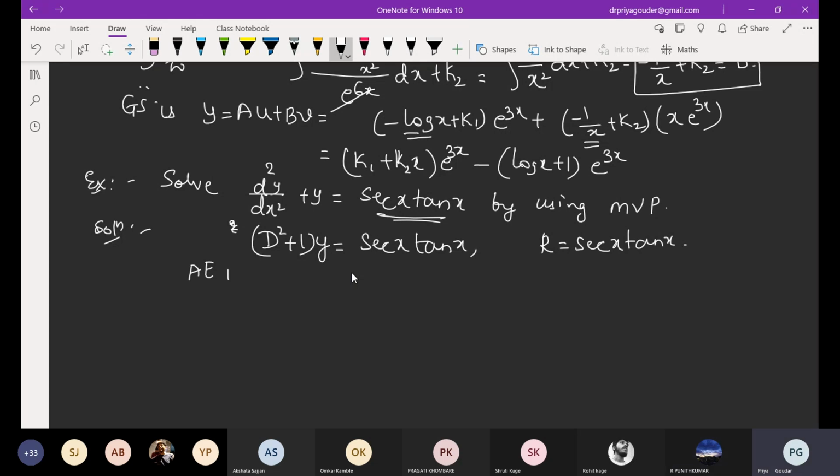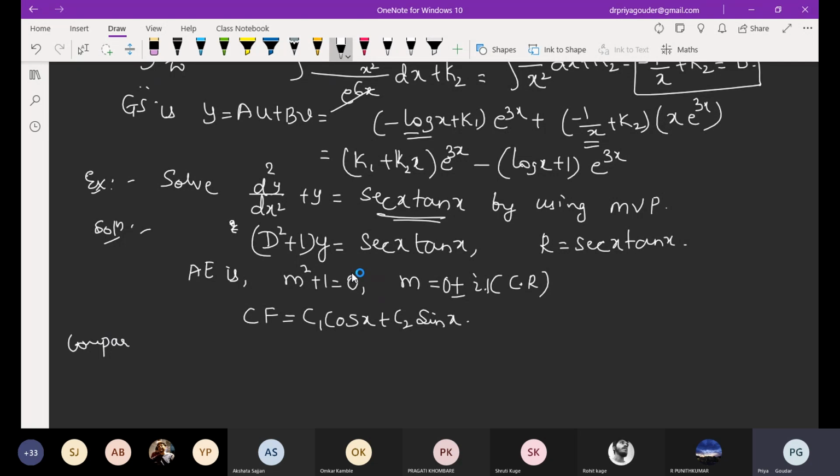Auxiliary equation. Yes, very good. The auxiliary equation is m square plus 1 is 0. What are the roots? Plus or minus i. Yes. Which type of roots are they? They are complex roots. Correct. How to write it for complex roots? C1, see real part is 0, imaginary part is 1. C1 cos 1x plus C2 sin 1x. Correct?